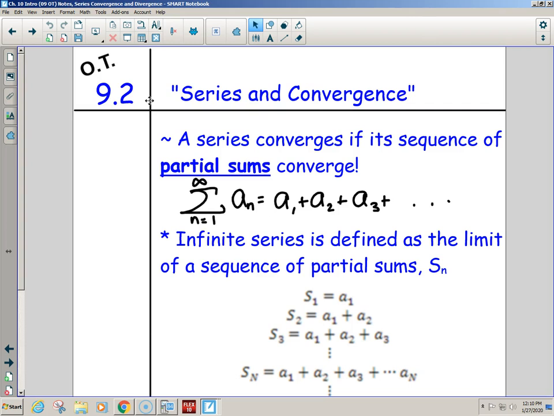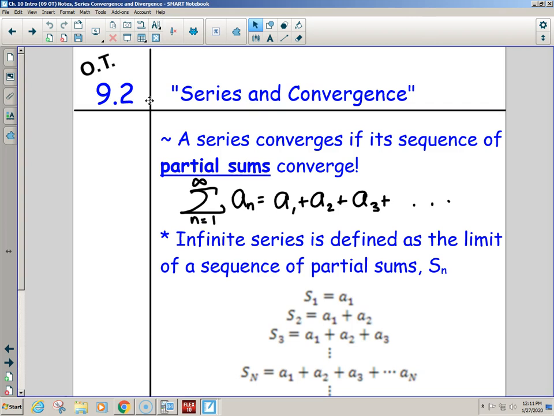So we are getting into infinite series, aka not bounded, plus with an infinite upper bound. Series because they're being added. A series is the sum of a sequence.